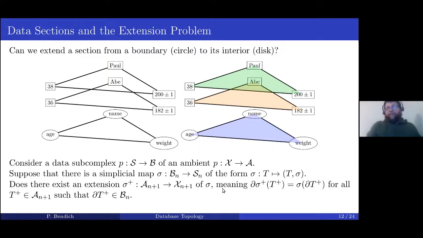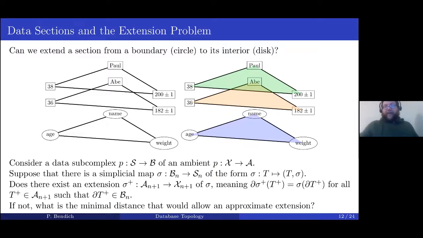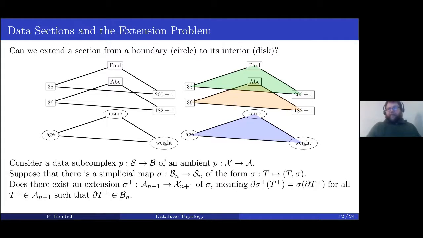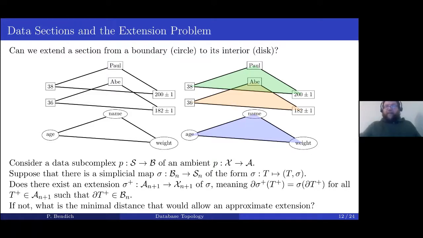That's the problem. And if not, and here I should say everything up to this point, this is sort of classical Norman Steenrod. We're just translating it into this new language and making it applied math. Something that Steenrod didn't think about, because persistence wasn't in his bailiwick. What's the minimal distance that would allow that extension? So in other words, what do I mean by an approximate measure?